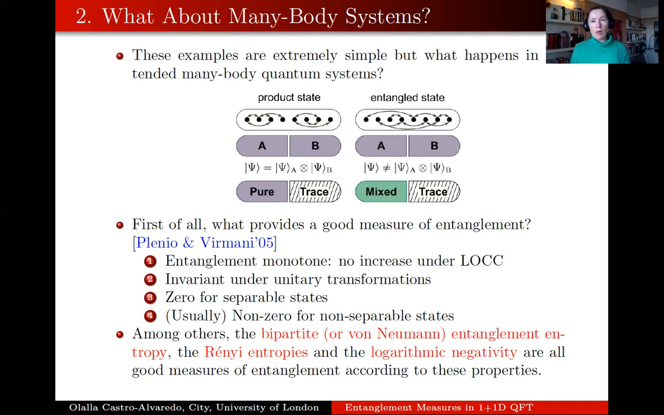If you want to know more about logarithmic negativity, I could also provide some references. You can ask me. So I'll focus on the first two. So let me give some more precise definitions.